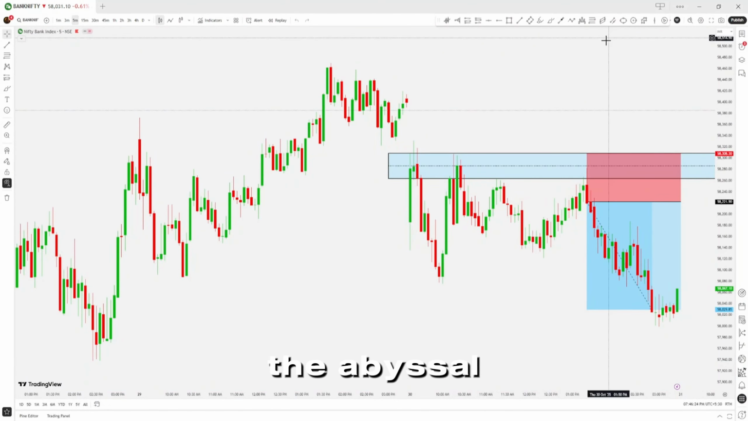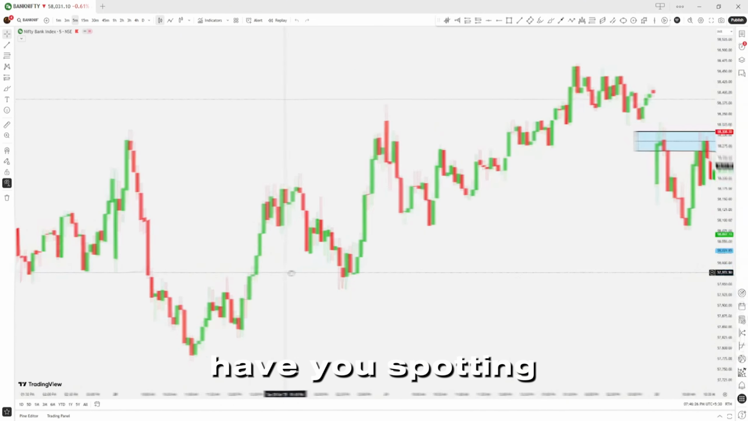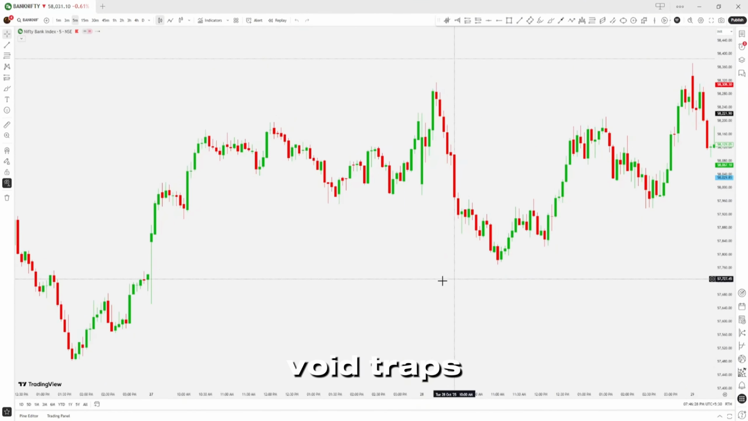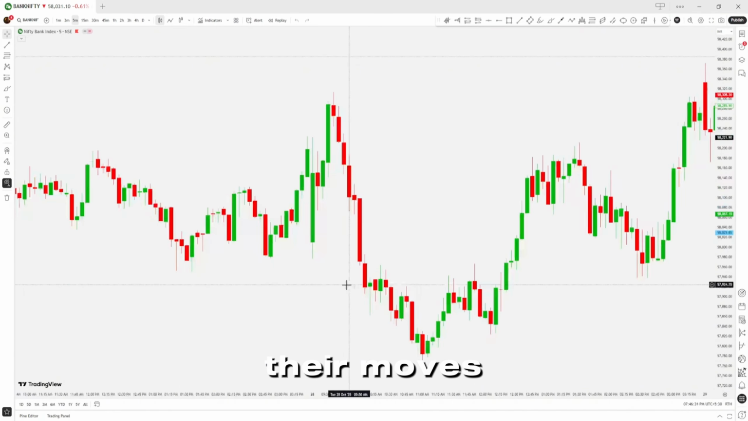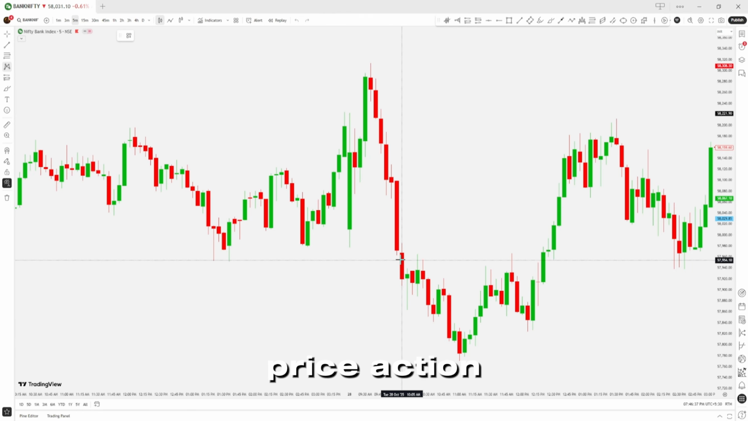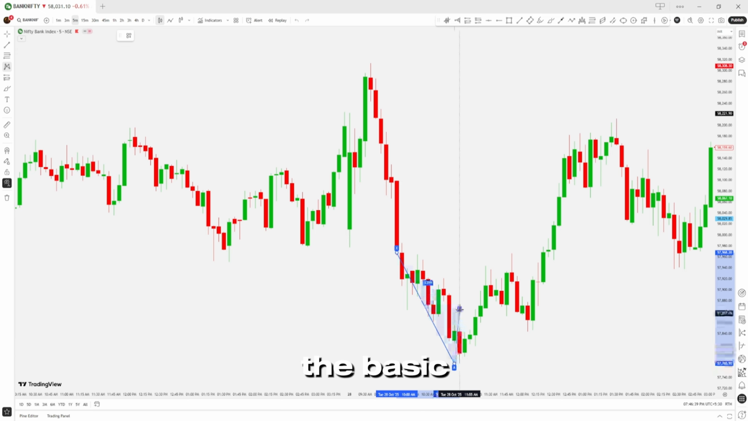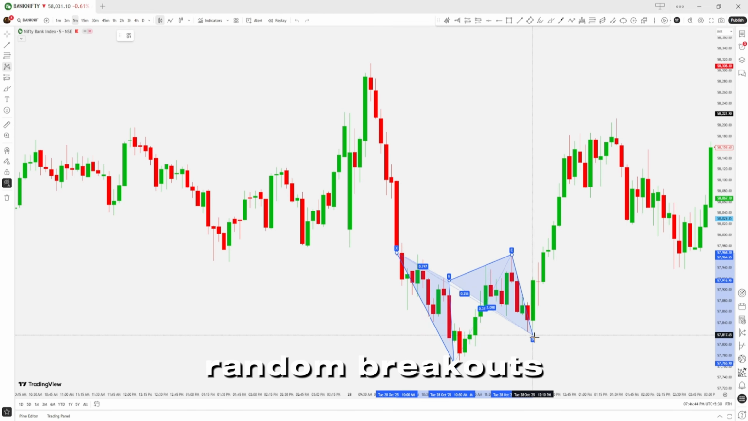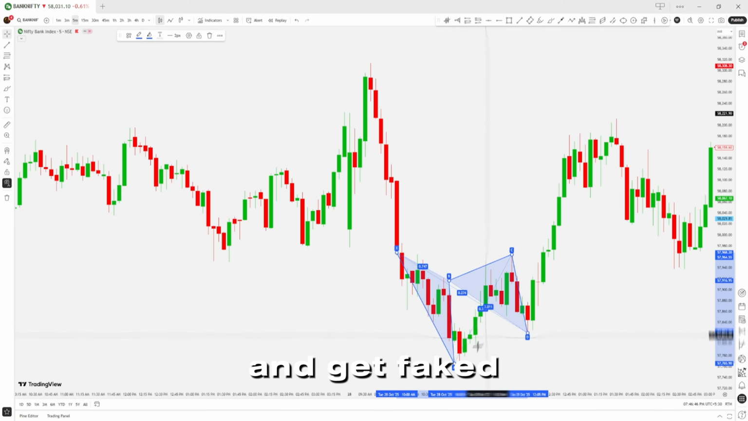Traders, if the abyssal dives we just covered have you spotting those deep swells and void traps where big players hide their moves on Nifty and Bank Nifty, then let's keep it real and simple next. No more deep themes, just straight price action setups that cut through the daily noise. The basic stuff like big engulfing candles or random breakouts, they're everywhere and get faked out too often.